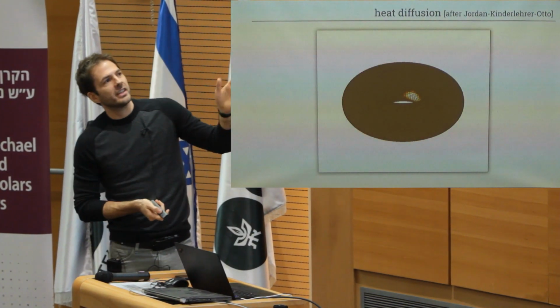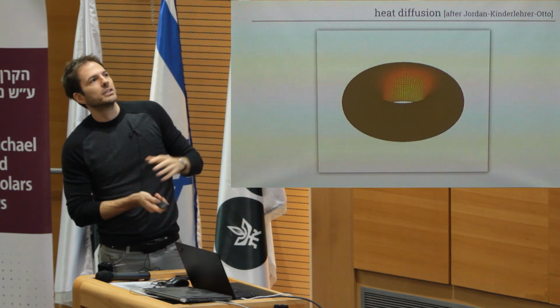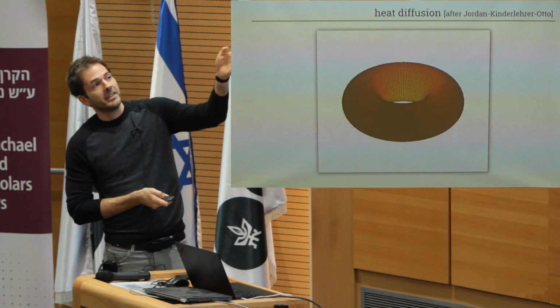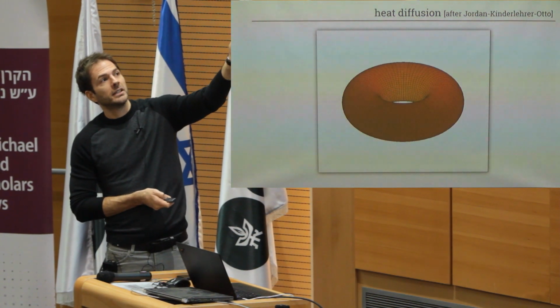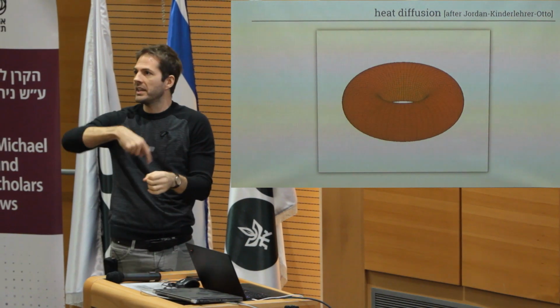Actually, I have one example of that. So here, if you take some heat on a surface and do diffusion, the heat spreads out in a nice way. This is a very simple algorithm, right? You literally just have every point average itself with its neighbors over and over again.